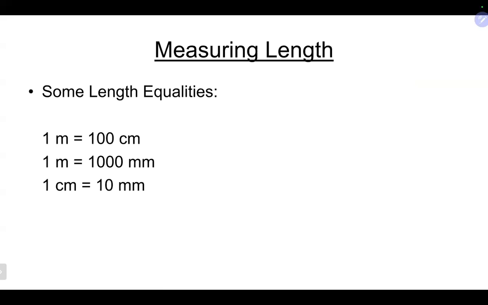All right, so just to finish up some of the ones we talked about last time, some of the common units we do come across, I would say definitely these 2. 1 meter is 100 centimeters, 1 meter is 1,000 millimeters.